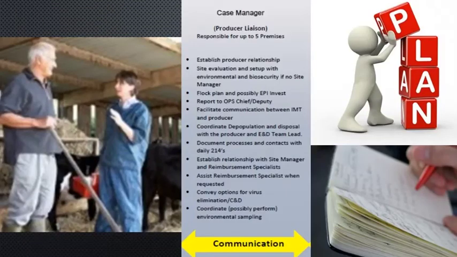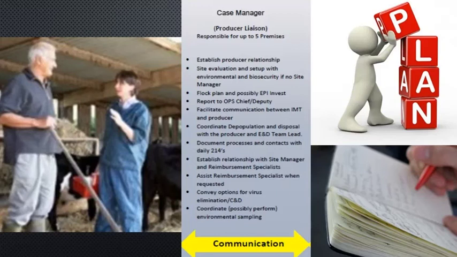Basically, the case manager is the producer liaison, and ideally we would have one case manager assigned no more than 5 prems. Primarily what they're going to do is establish a relationship with that producer, and if they're the first person on site, which often they might be, they might also pick up some of the roles of site manager as well by doing site evaluation and setup with environmental and biosecurity in mind. They also would possibly carry the flock plan and get it signed by the producer, and also the EPI investigation as well.